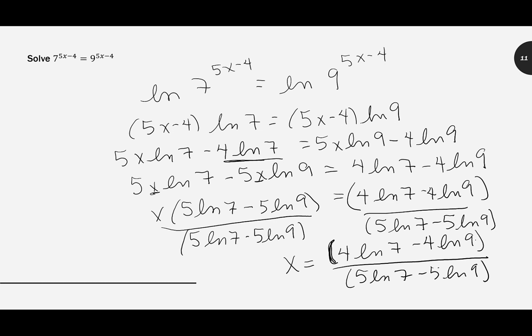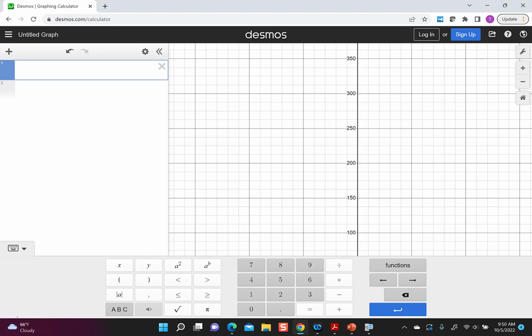Let's do this one together. I'll show you this one as well. I'll do this in Desmos so you can see it. So I'm going to start with parentheses, 4 natural log of 7 minus 4 natural log of 9 divided by parentheses, 5 natural log of 7 minus 5 natural log of 9. This came out really nice. At the end, it says this is equal to 0.8.